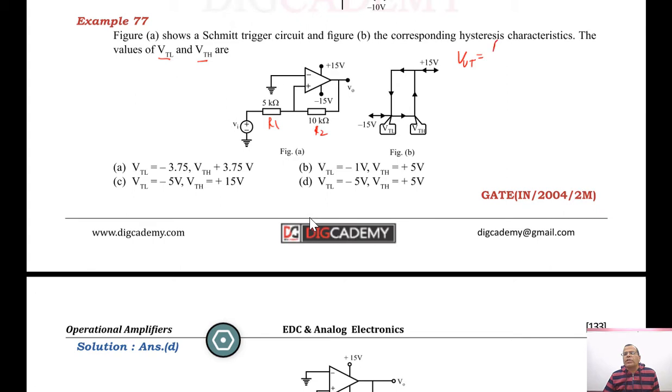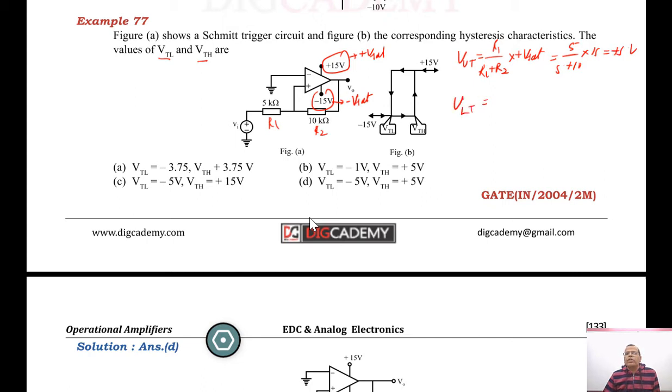So upper threshold voltage is R1 by R1 plus R2 into output of plus Vsat, and in this case there is no saturation voltage, so this is considered to be plus Vsat, and the negative supply voltage is considered to be minus Vsat. So this gives R1 is how much? 5, and R2 is how much? 10, into output voltage 15, so that is plus 5 volt. So upper threshold voltage is plus 5 volt.